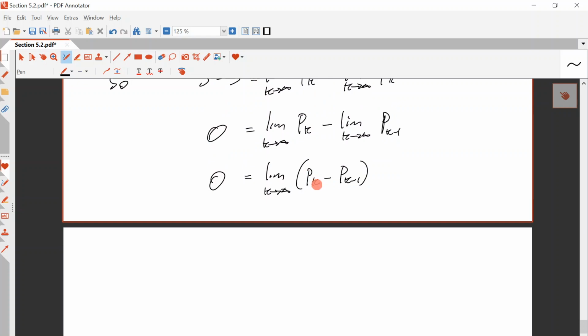And what's the difference between the 10th partial sum and the 9th partial sum? The difference between the 10th and the 9th partial sum is the 10th term. So the difference between the kth partial sum and the (k minus 1)th partial sum is just a_k. So there it is. So a_k converges to 0. And we're done. Okay? So that's the lecture on this section.